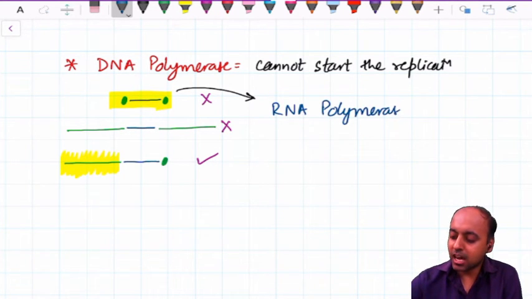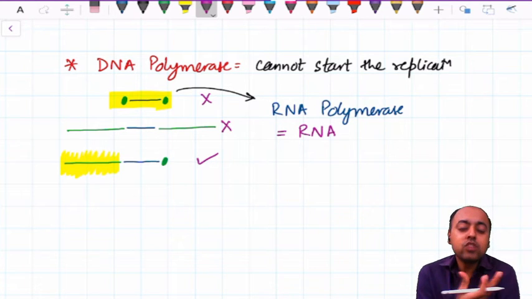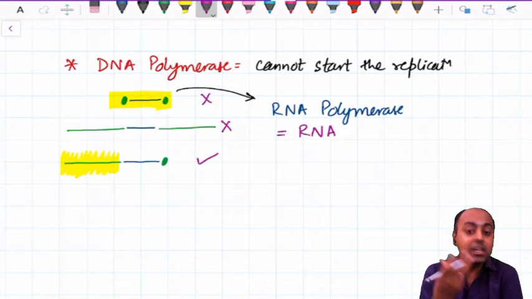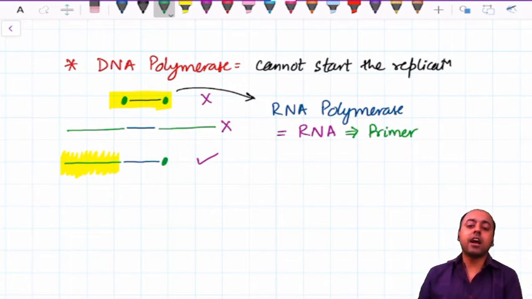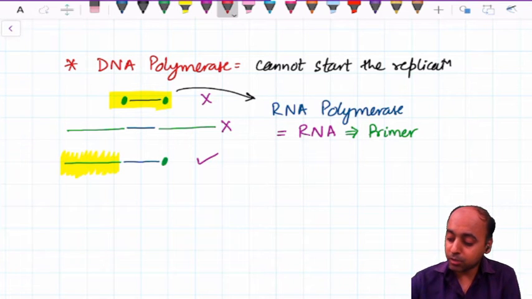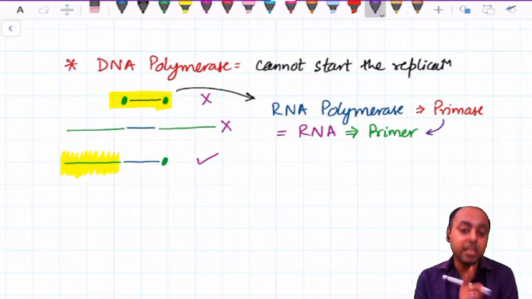But remember, when we say RNA polymerase, this obviously means the product of RNA polymerase will be RNA. RNA polymerase will join the ribonucleotides, it will not join the deoxyribonucleotides, so the RNA polymerase will make the RNA. So the primer which is synthesized is RNA in nature. It is synthesized by the RNA polymerase, so the enzyme is called the primase. Primase will synthesize the primer. So you can see the primase is RNA polymerase, and therefore the primer is RNA in nature.